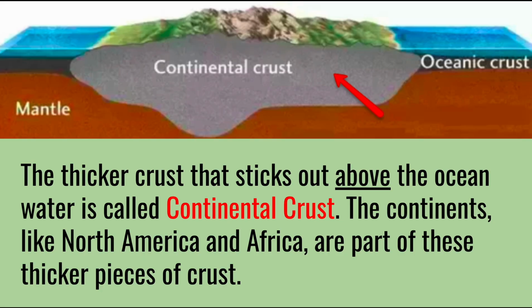And here's why this matters. The thicker crust that sticks out above the ocean water is called continental crust. You've heard that word before, continental. It means the continents, like North America that you're sitting on right now, and Africa, are part of these thicker pieces of crust. See the red arrow in the picture? It's pointing to a continent. What is a continent? It's just a piece of the Earth's tectonic plate that's thicker, so it sticks out above the ocean water. See how this works? This is why we have continents on planet Earth.